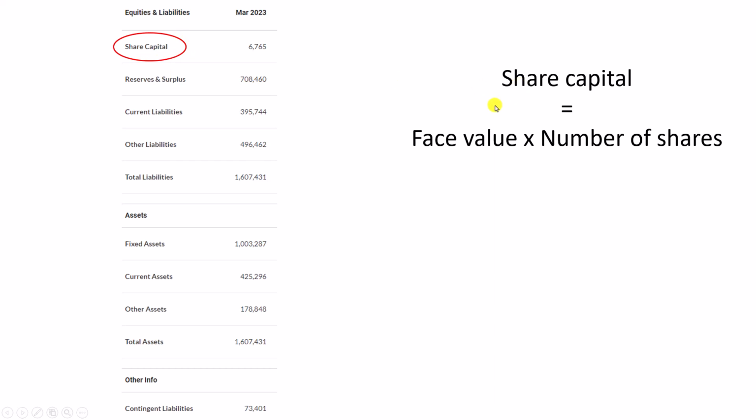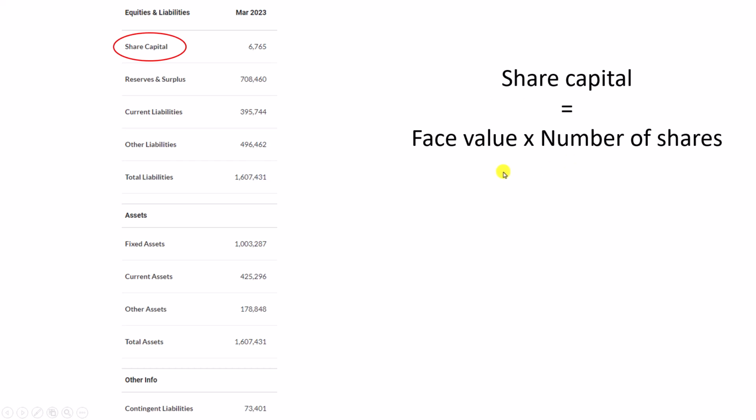Share capital is the amount that is collected from the public when the company put out shares for the very first time. Okay? So, this is a very general definition because we have some other aspects too, which I will explain now. So, share capital is the amount collected from the public when the company gave away the shares for the very first time. Okay. Now, share capital is equal to face value into number of shares.